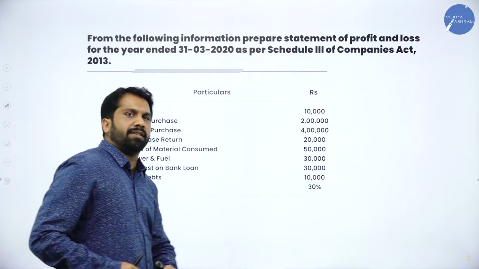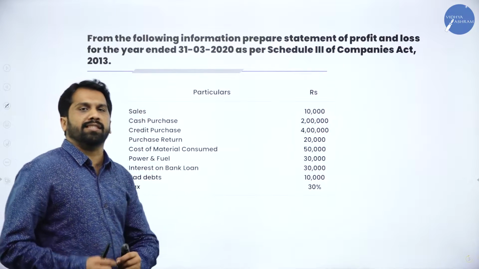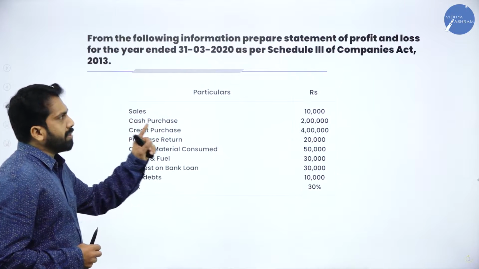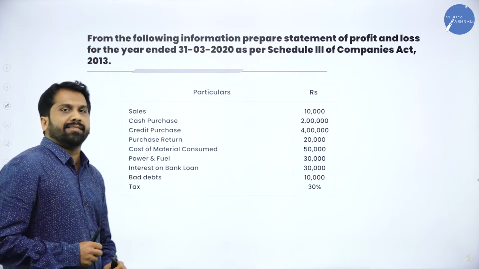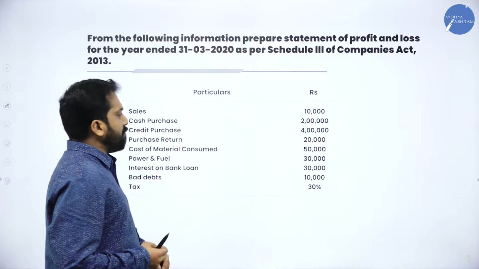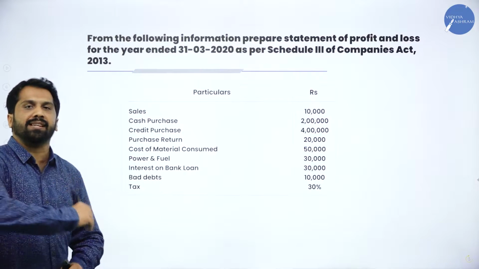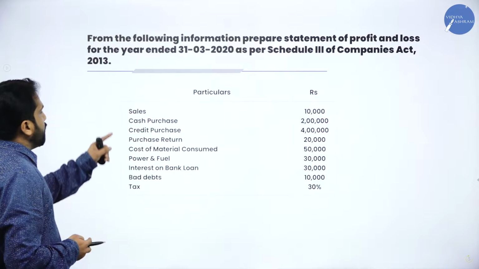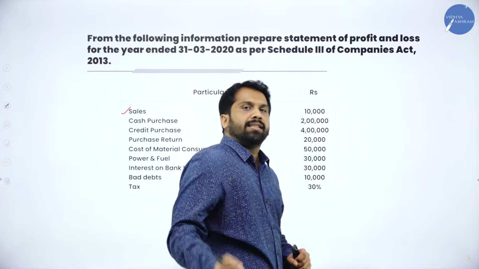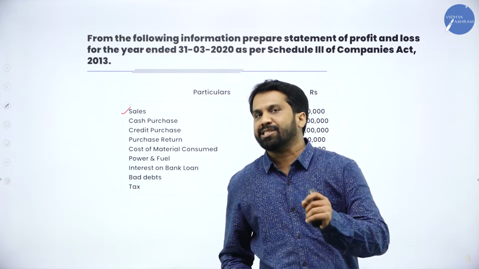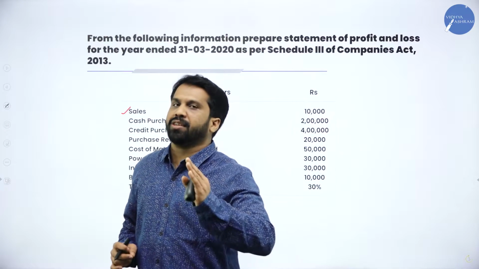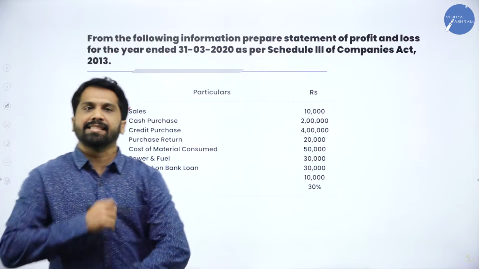What was the previous Company Act? Yes, 1956 was the previous Company Act. Now we are following the Companies Act 2013. Now these are the informations we have. With these information, we'll solve one P&L statement. Now, sales. What do you mean by sales? Yes, the one more name for sales is called revenue from operation. Revenue from operation and sales both are same.